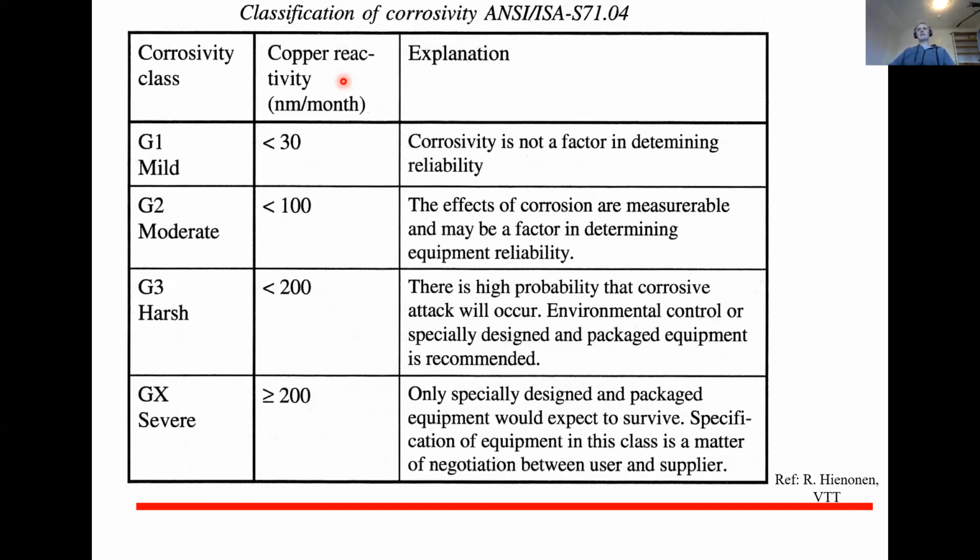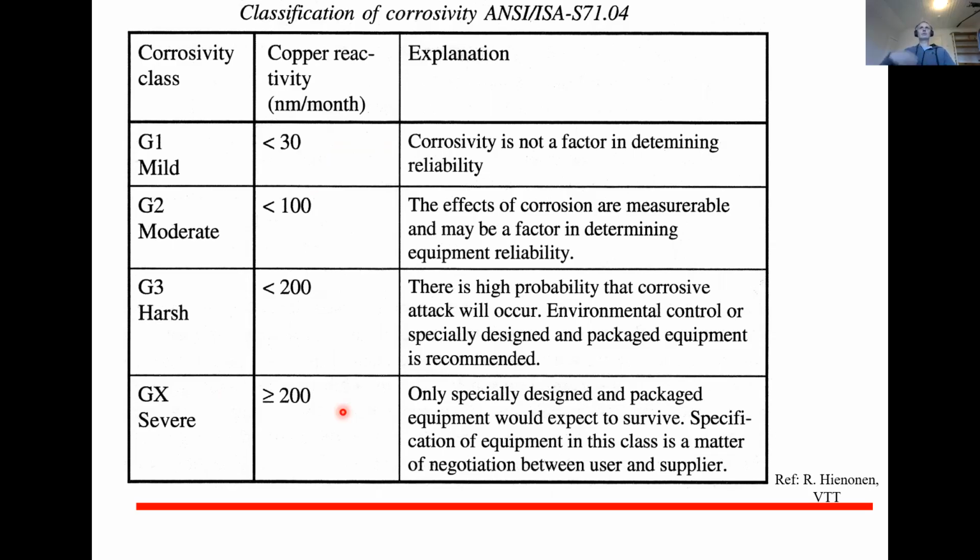So we will see in the next week how this is utilized in order to control and monitor the actual corrosion testing. Here in G1 condition, the copper reactivity is less than 30 nanometers per month, and in GX it's more than 200 nanometers per month. Okay, these are values which do not tell us much, but of course you could do monitoring.